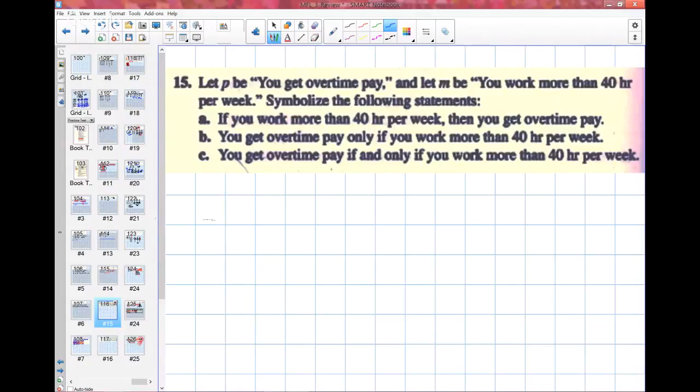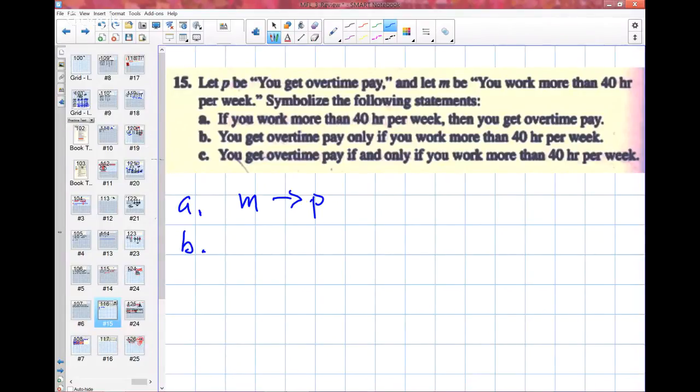So let P be you get overtime pay. Let M be you work for more than 40 hours per week. Symbolize the following statements. So if you work more than a 40-hour week, so that's what? If M, then you get overtime pay. That's really all they're asking for, Marco, is just using the symbols that they gave you up on the top. I'm not Marco, I'm sorry, this is Russ. I can tell by the voice.